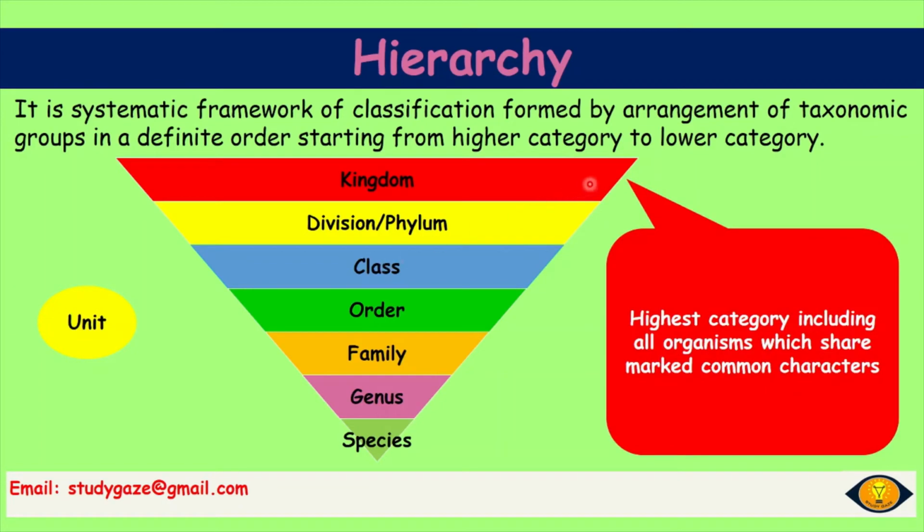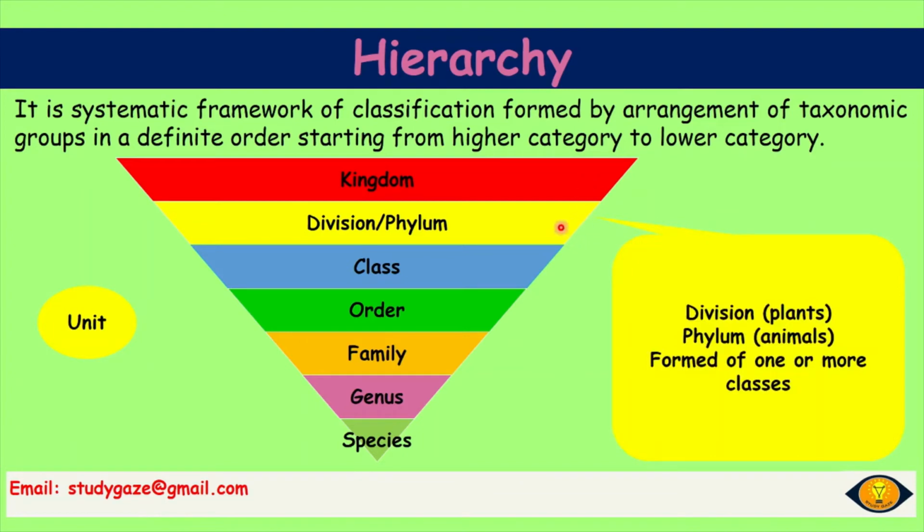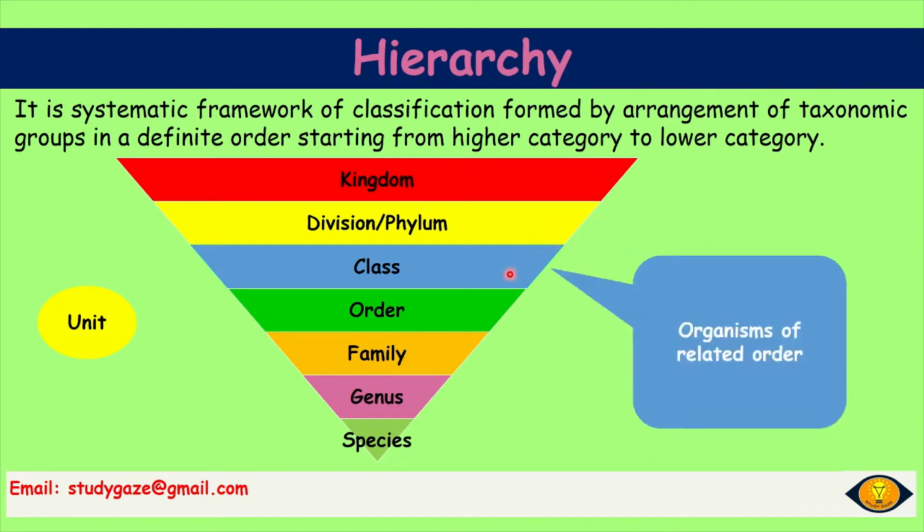Now the kingdom. It is the highest category including all organisms which share marked common characters. Division and phylum. The word division is used for plants, phylum is used for animals. It is formed of one or more classes. Class. It considers the organisms of related order.